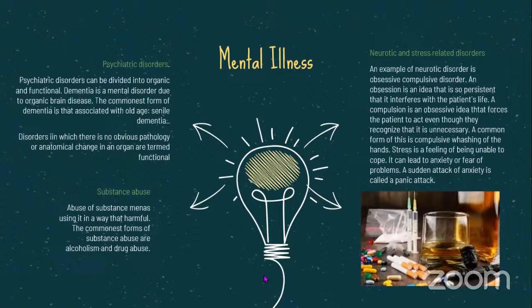Substance abuse is another mental illness. Abuse of a substance means using it in a way that's harmful. The commonest forms of substance abuse are alcoholism and drug abuse, neurotic and stress-related disorders. An example of neurotic disorders is obsessive-compulsive disorder. An obsession is an idea that is so persistent that it interferes with a patient's life. A compulsion is an obsessive idea that forces the patient to act even though they recognize that it is unnecessary. A common form of this is compulsive washing of the hands. Stress is a feeling of being unable to cope. It can lead to anxiety or fear of problems. A sudden attack of anxiety is called a panic attack.